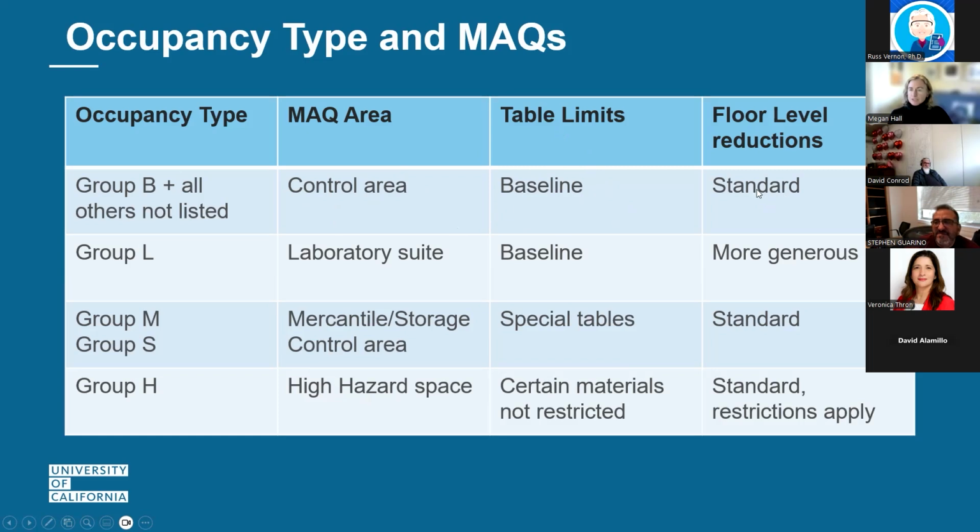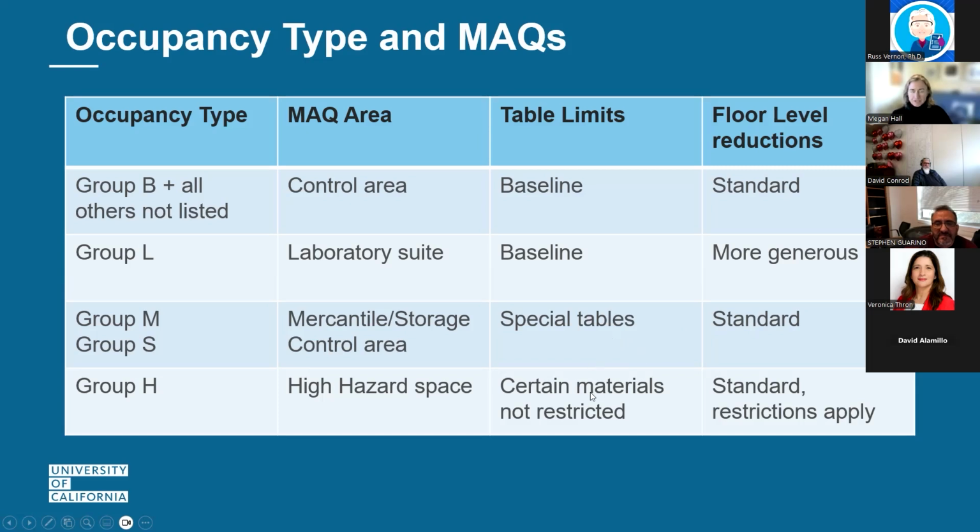Floor level reductions, there are standard floor level reductions. We'll walk through that as well. But group L has the same MAQ table that you have to follow, but there are more generous floor level reductions, and we'll show some side-by-side examples. Group M and S occupancies have special tables. They don't follow the same table limits unless the material is not listed on this table. There are some things that are not listed on this table, and then you have to default to this for that hazard category. But the same floor level reductions do apply to M or S occupancies.